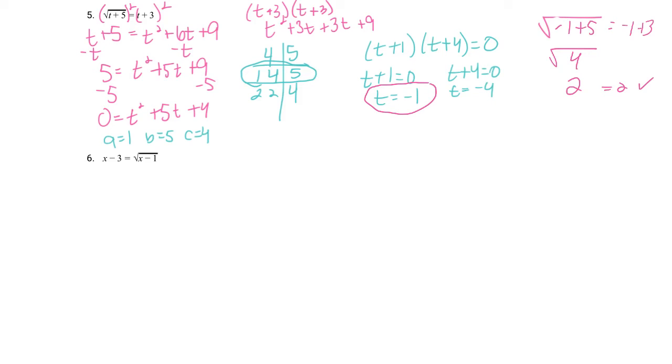Let's do -4. Square root of -4 plus 5 equals -4 plus 3. That's the square root of 1, which is 1, equals -1. It does not. T equals -4 is not an answer. -1 is the only possible solution.